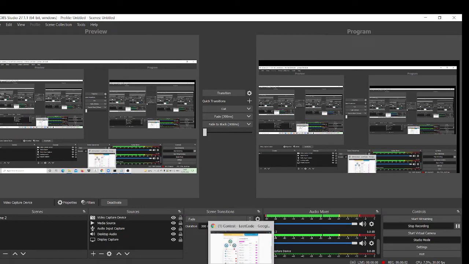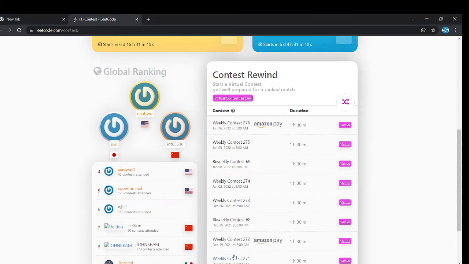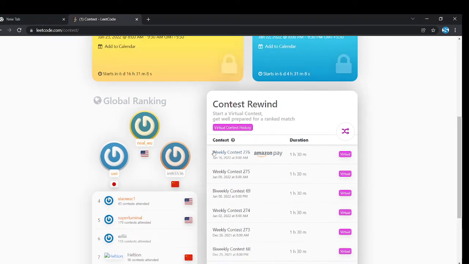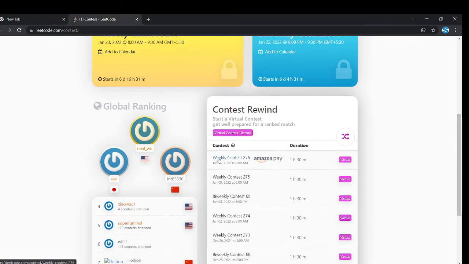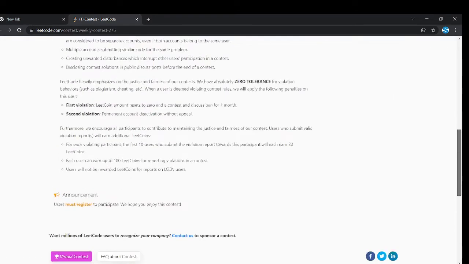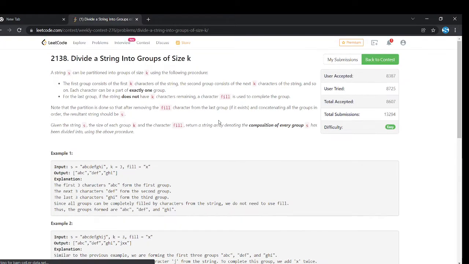So hello everyone. Today we're going to discuss the LeetCode contest that happened today itself, weekly contest 276. So let's discuss the solution. Today I managed to solve three problems, so let's discuss the solution for these three problems. And the fourth one, once I upsolve it, I will definitely upload on my channel. So let's start with the first one.